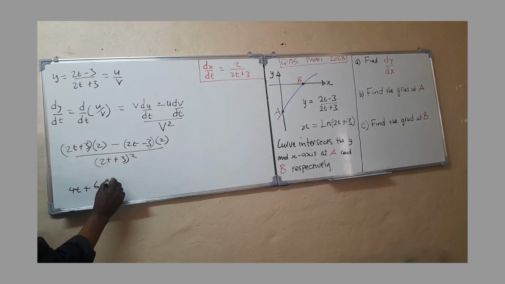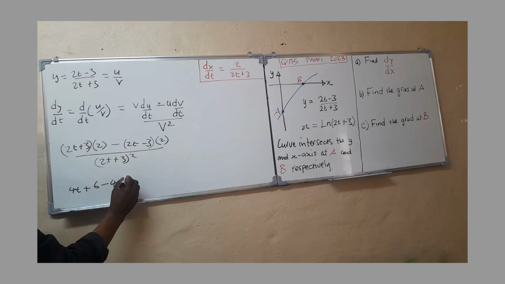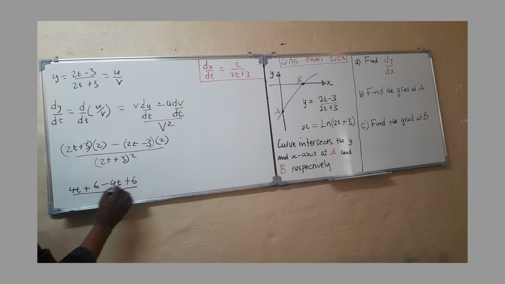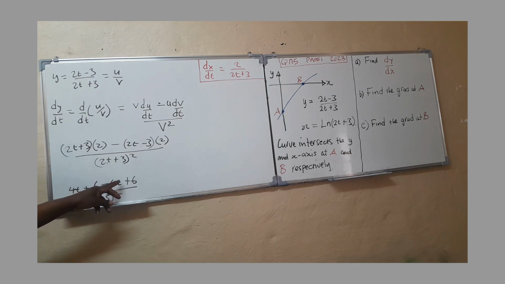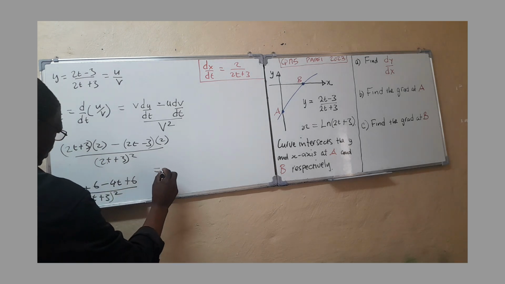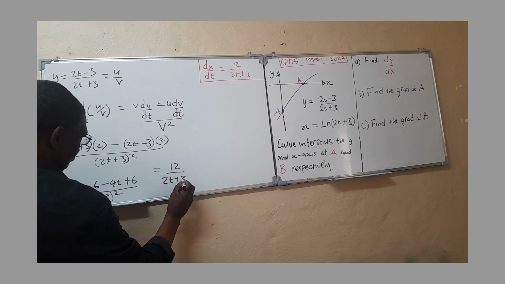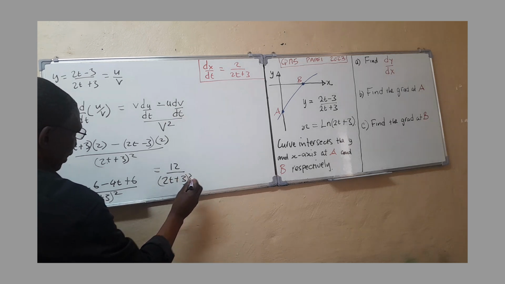Then we have a minus 4t and a plus 6, minus 3 times 2. All this divided by 2t plus 3 all squared. We can simplify this. 4t minus 4t disappears. 6 plus 6 gives us a 12. So we finally have 12 divided by 2t plus 3 all squared.